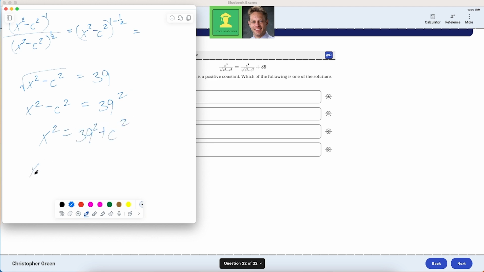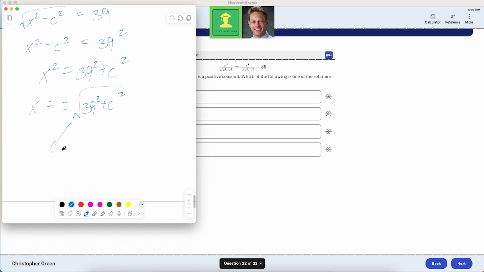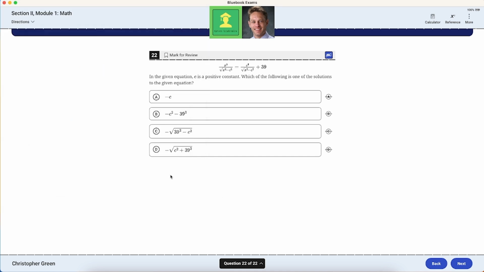And then lastly, in this situation, it would have been plus or minus the square root of this as a unit. So technically, the solutions are either the opposite of the square root of the quantity 39 squared plus c squared, or positive the root of 39 squared plus c squared, which is D as in dog.